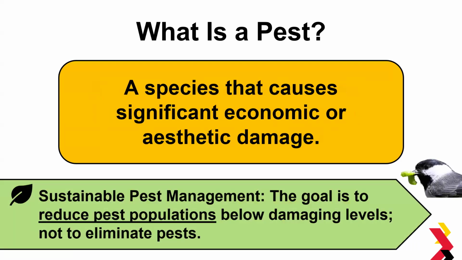But when we're talking about IPM, integrated pest management, we define a pest as a species that causes significant economic or aesthetic damage. This is really important here. They cause significant damage, not just a little bit of damage or possibly causing damage. We are actually seeing, or we know that they're going to cause significant damage to our plants in some way. And this is a part of sustainable pest management, which is going to be one of our principles and practices of IPM, and the goal is to reduce pest populations, not to eliminate them.